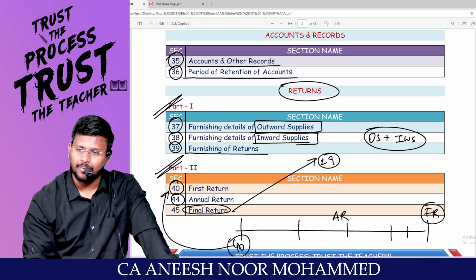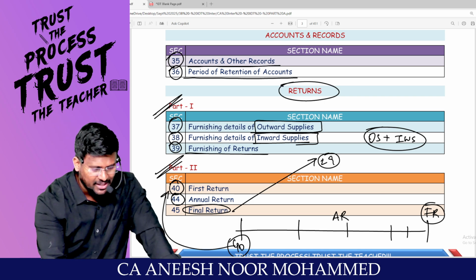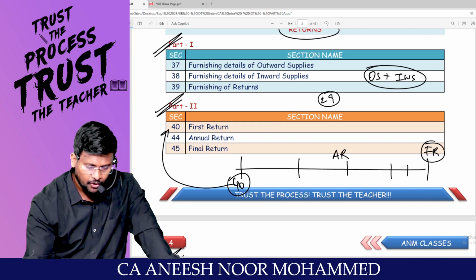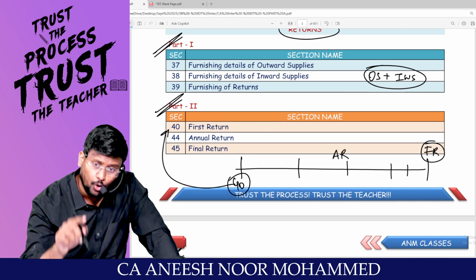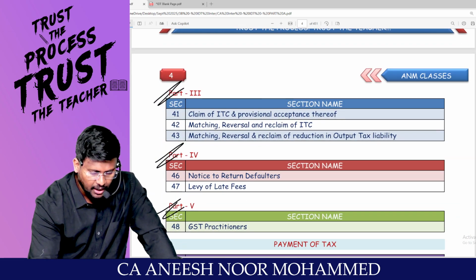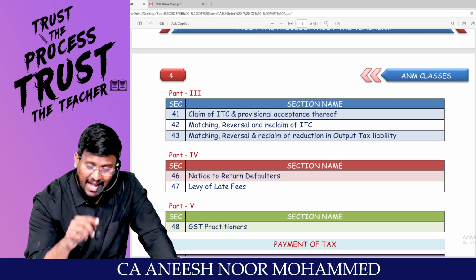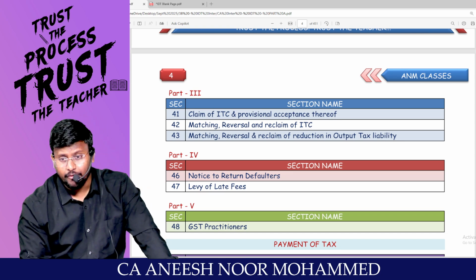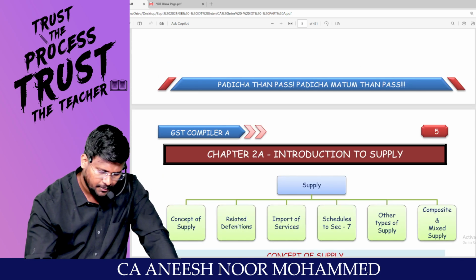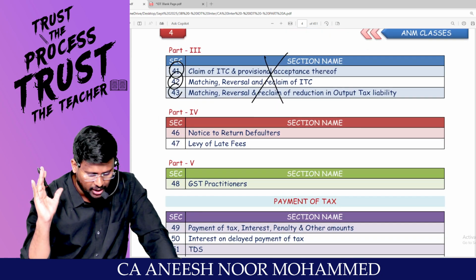What is section 37? Outward supply. What is 38? Inward supply. What is 39? Furnishing of return. What is section 40? First return. What is section 44? Annual return. What is section 45? Final return. What is section 41? ITC in provisional cases. 42, matching concept, and 43. If you are not able to say these section numbers, also not much relevant.